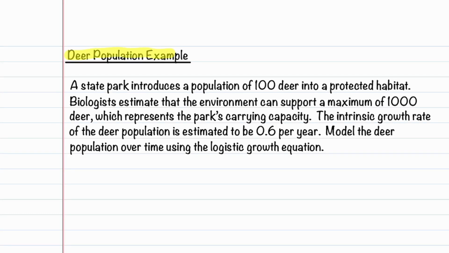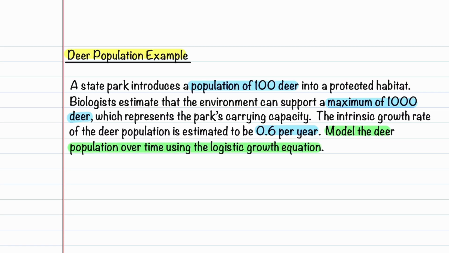We're going to walk through an example where we're going to use the logistic equation to model population growth. We are told that a state park introduces a population of 100 deer into a protected habitat. Biologists estimate that the environment can support a maximum of 1,000 deer, which represents the park's carrying capacity. The intrinsic growth rate of the deer population is estimated to be 0.6 per year. We're going to model the deer population over time using the logistic growth equation.